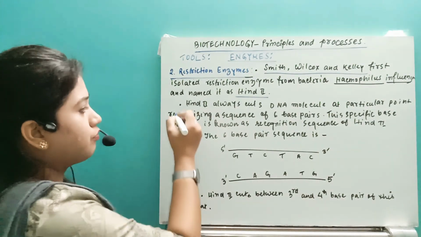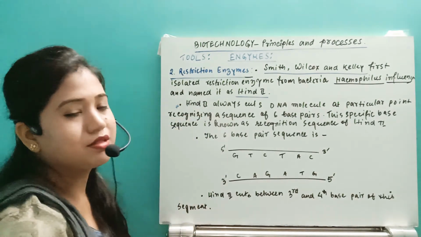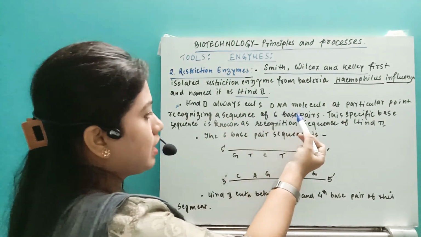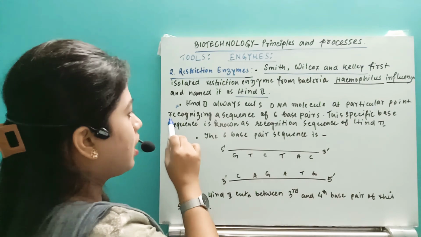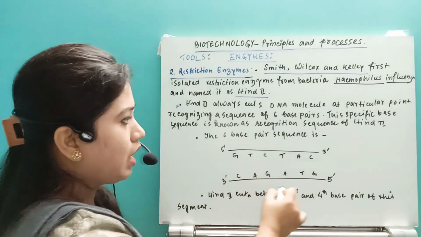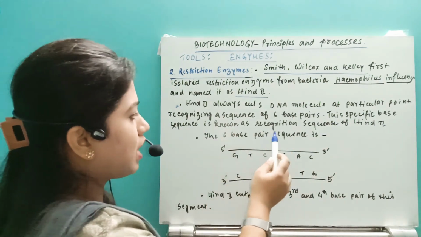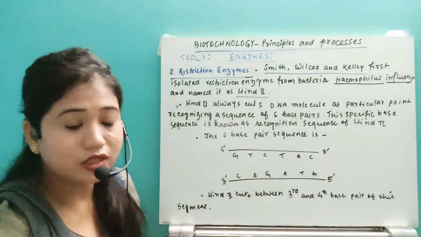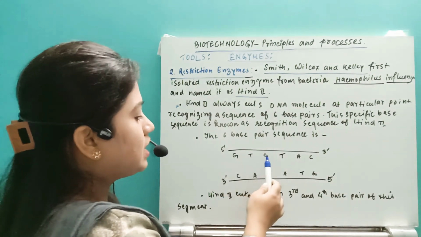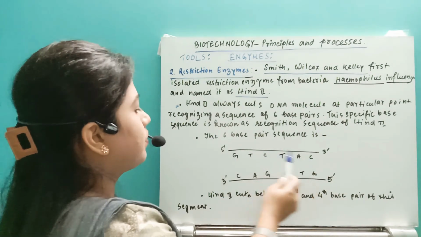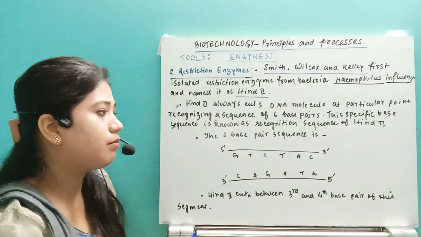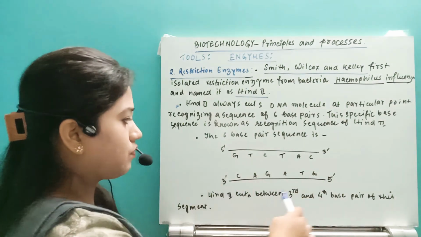We need to know some points about this restriction endonuclease. This HindII always cuts the DNA molecule at a particular point, recognizing a sequence of 6 base pairs. This specific base sequence is known as the recognition sequence. So what is the recognition sequence of HindII? That is GTCTAC, from 5' to 3', and in the opposite direction we have the complementary base sequence. Now the 6 base pair sequence is this.